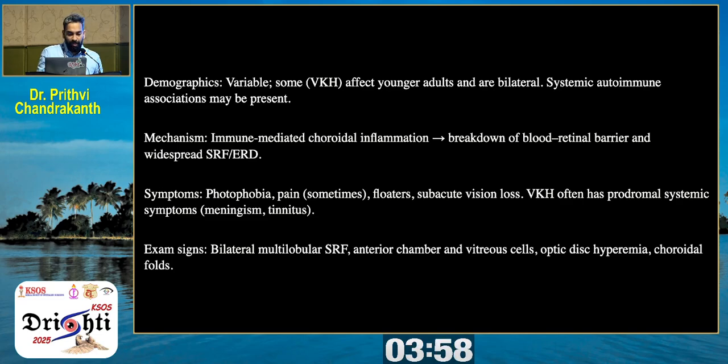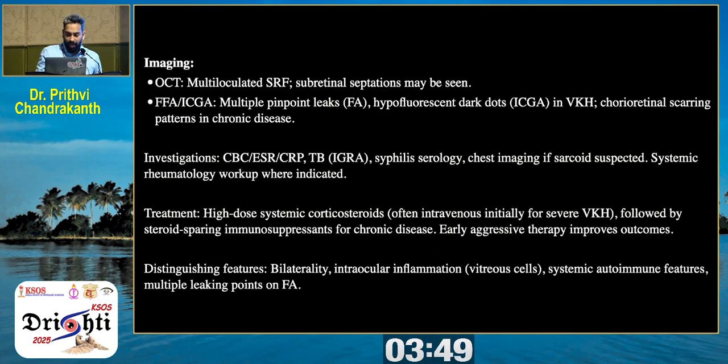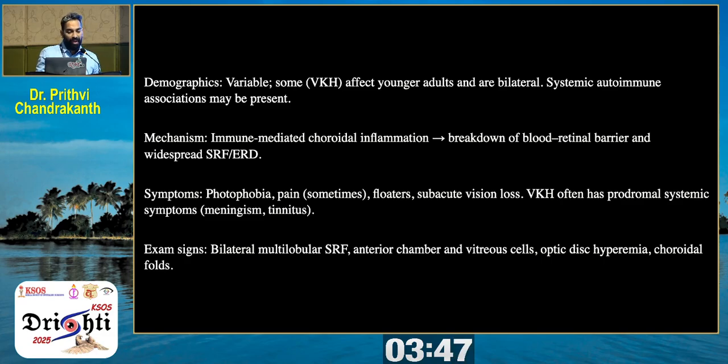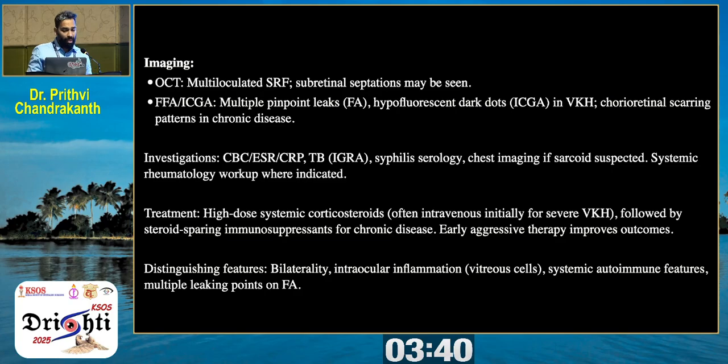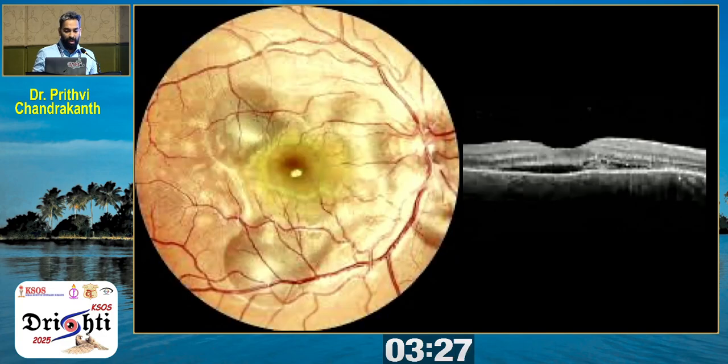And you can see bilateral diminution of vision, and the patient will have pain, floaters, and subacute vision loss. On examination you can also see anterior chamber cells, vitreous cells, optic disc hyperemia if the inflammation is more, and choroidal folds also. The best way of doing this is fundus imaging with FFA, which will give you good pinpoint leaks of VKH. You can see the starry sky appearance, and OCT will show you a lot of SRF pockets.